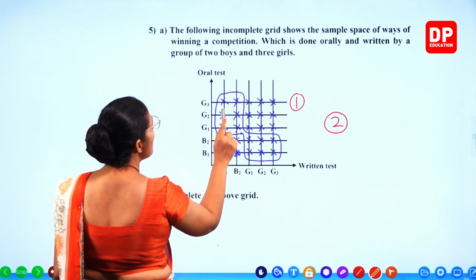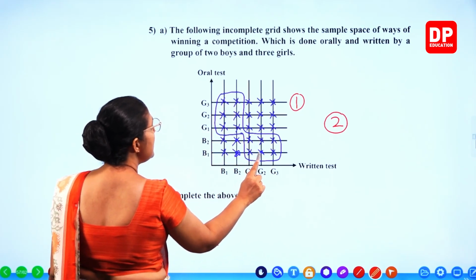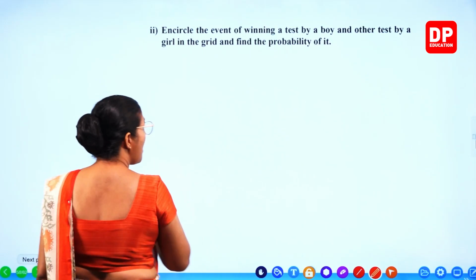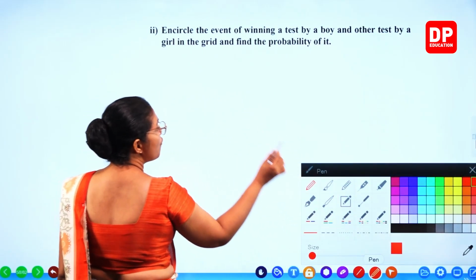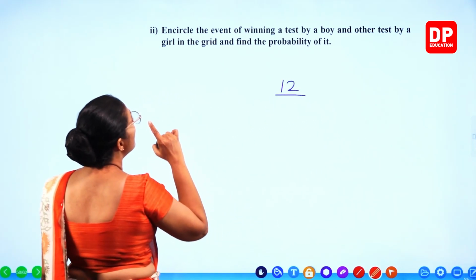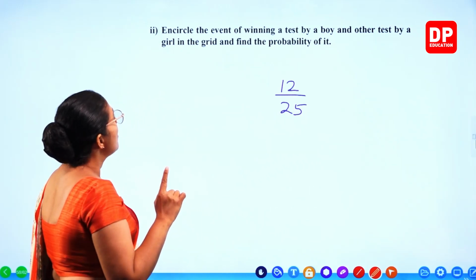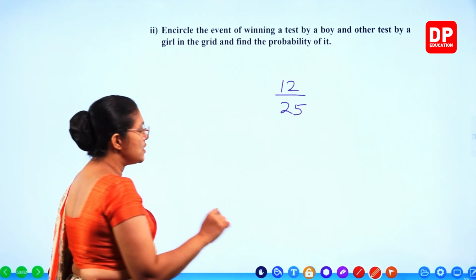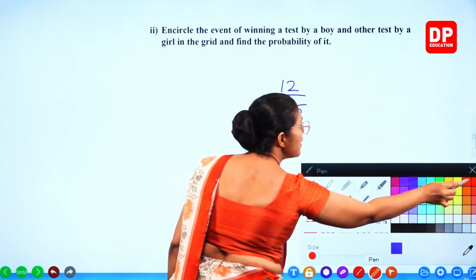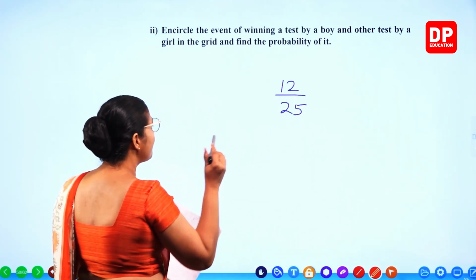So, how many outcomes are there? 1, 2, 3, 4, 5, 6, 7, 8, 9, 10, 11, 12 outcomes are there out of altogether 25. So, the probability of this is 12 over 25. You are getting another 1 mark for that.